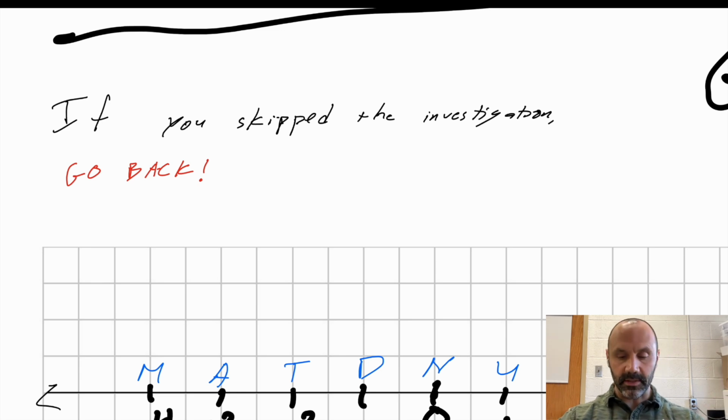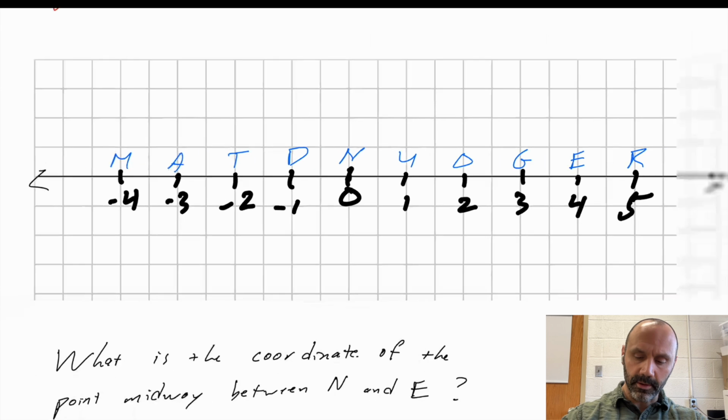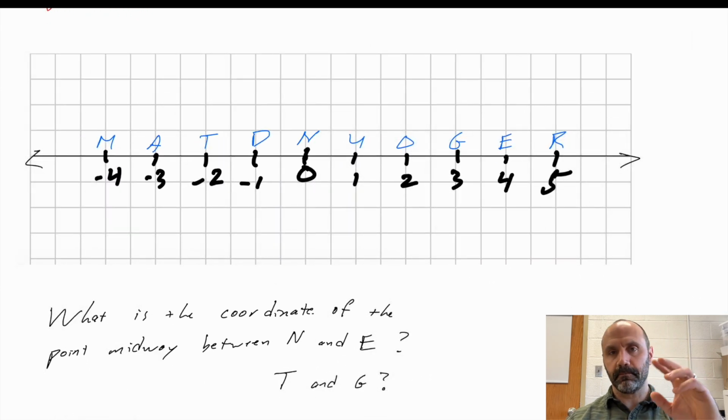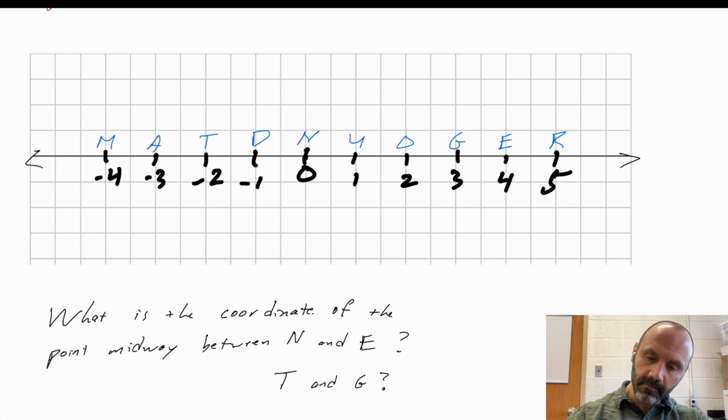So, on to today's lesson. We're going to be looking at the midpoint formula. Let's start off simple. We're just going to ask ourselves, what is the coordinate of the point midway between N and E in this diagram? Here's N and here's E. This is simple, but we're starting off with something simple so we can draw the principle and the formula out of it.